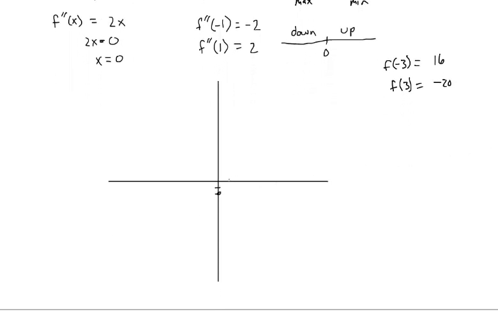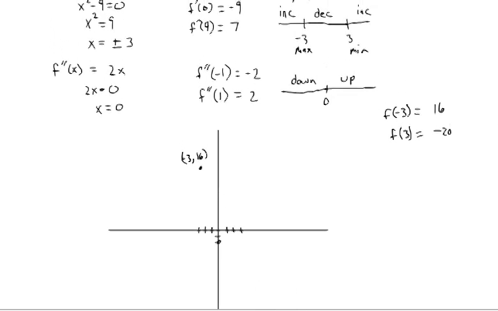So we know 3 and then down to negative 20. So I'm just going to put it down pretty low. And we'll call this point 3, negative 20. And then we have negative 3, positive 16 up here. So this is negative 3, positive 16. So these are our mins and maxes. This is where we touch our y-intercept. And now we need to look at each of the first and second derivative tests.